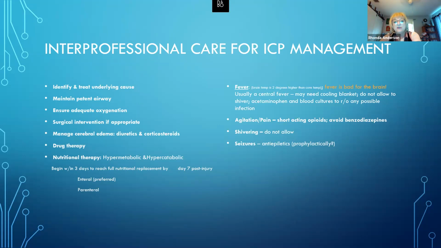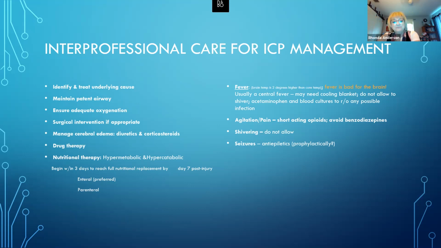If they need to go to the operating room for surgical interventions to repair any injury or remove tumor, then that's what we'll do. We want to manage cerebral edema, and we do this through diuretics and corticosteroids, and then patient positioning. And if we have to do ICP monitoring, we'll do that. Corticosteroids are only going to be used in tumors. They're not going to be used in traumatic brain injury.